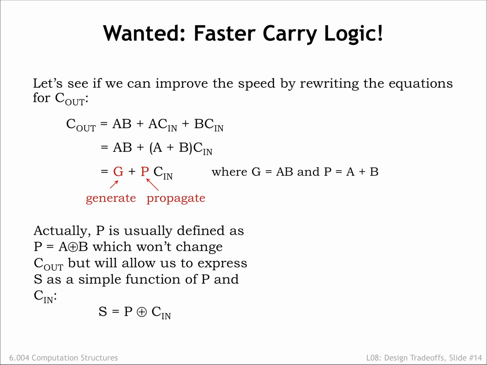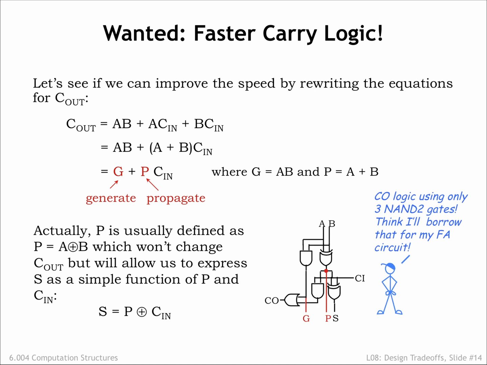Actually, it's usual to change the logic for the P term from A OR B to A XOR B. This doesn't change the truth table for the carry out, but will allow us to express the sum output as P XOR carry in. Here's the schematic for the reorganized full adder module. The little sum-of-products circuit for the carry out can be implemented using three 2-input NAND gates, which is a bit more compact than the implementation for the three product terms we suggested in Lab 2. Time to update your full adder circuit.